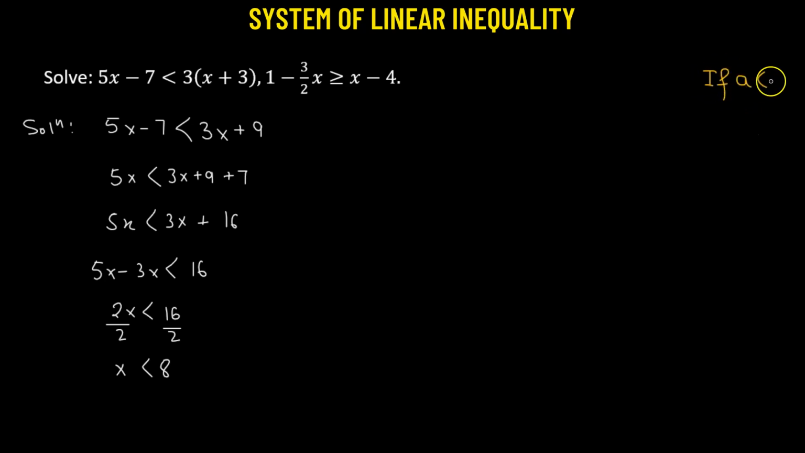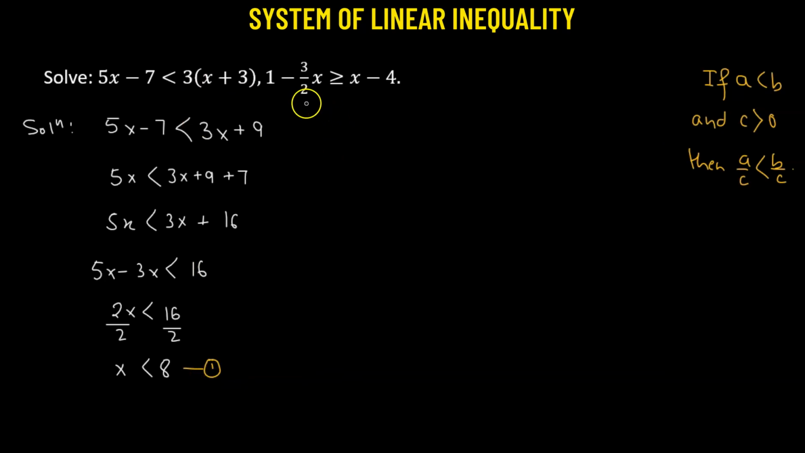That means if we have a less than b, and we have a number c which is a positive number, then if we divide a by this positive number c and also b by the same positive number c, the sign of the inequality does not change. That means a over c will be less than b over c. Let's label this as solution number 1.